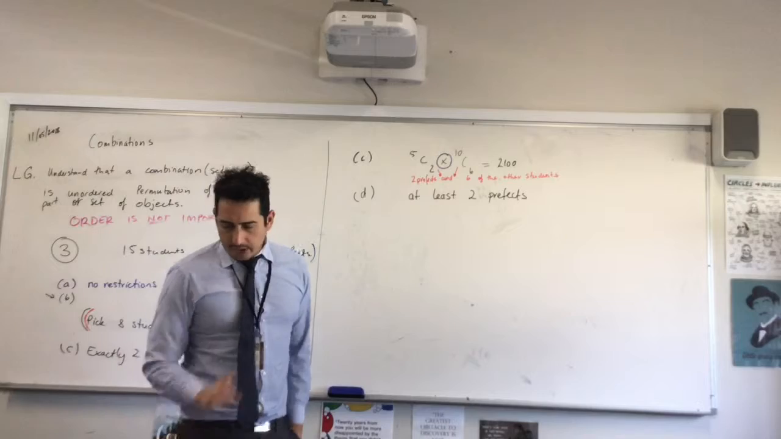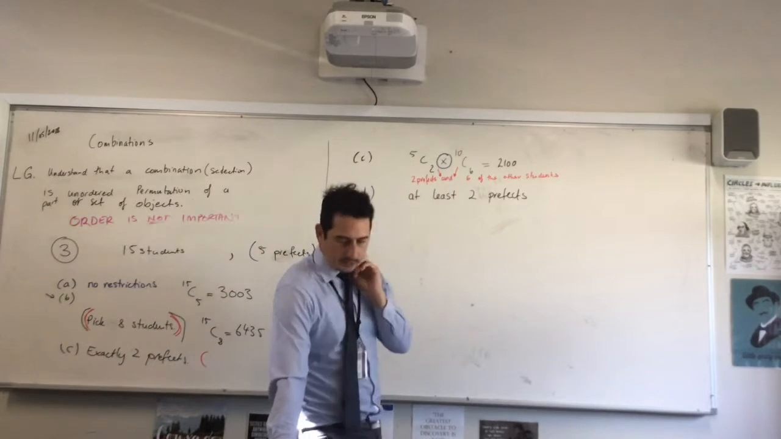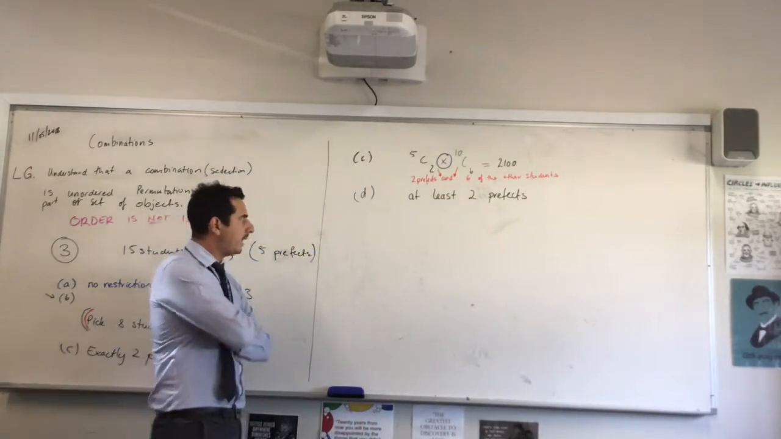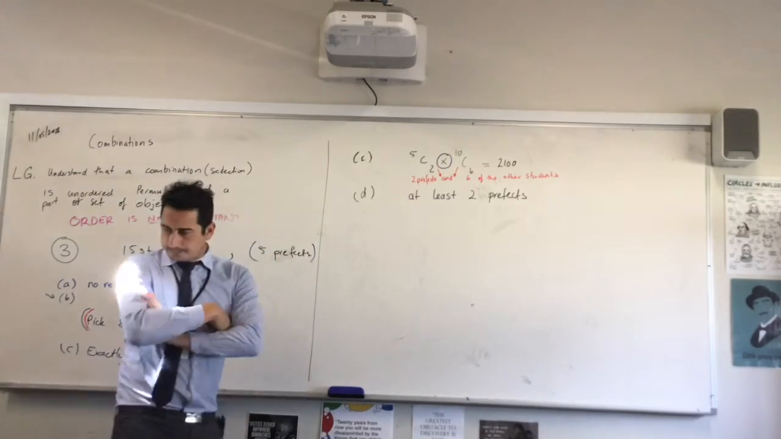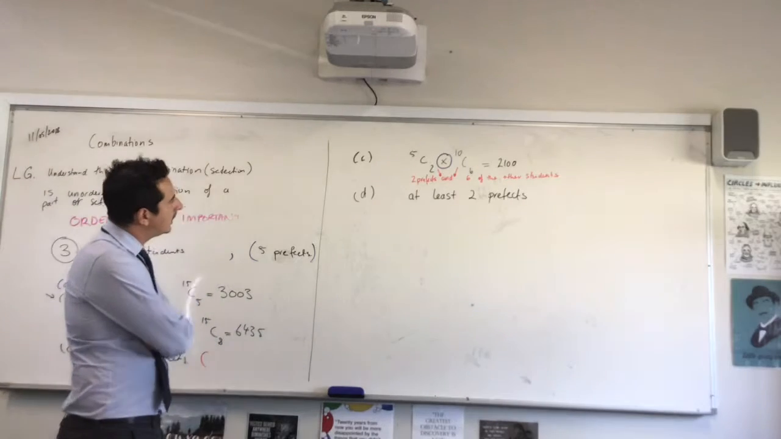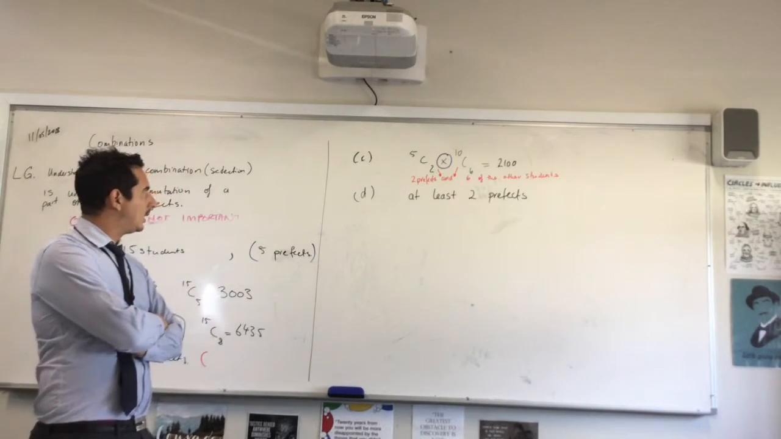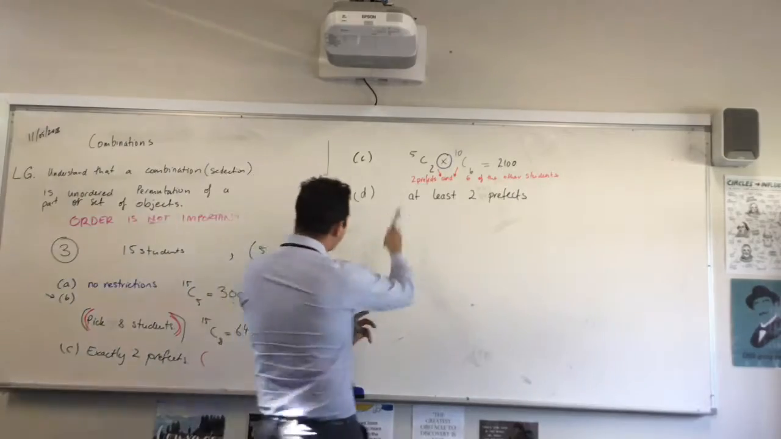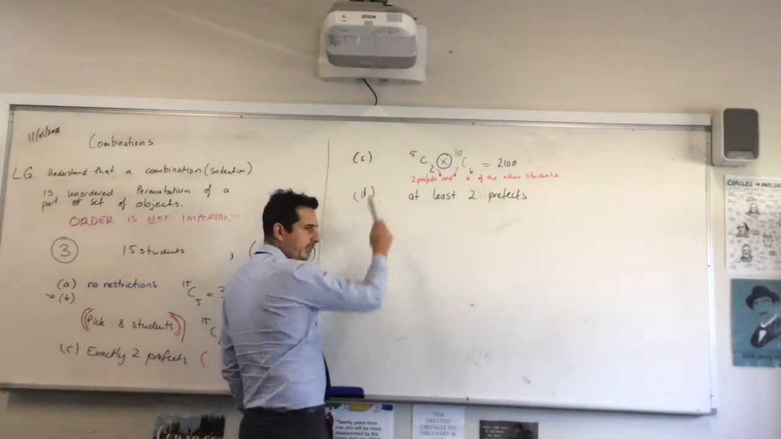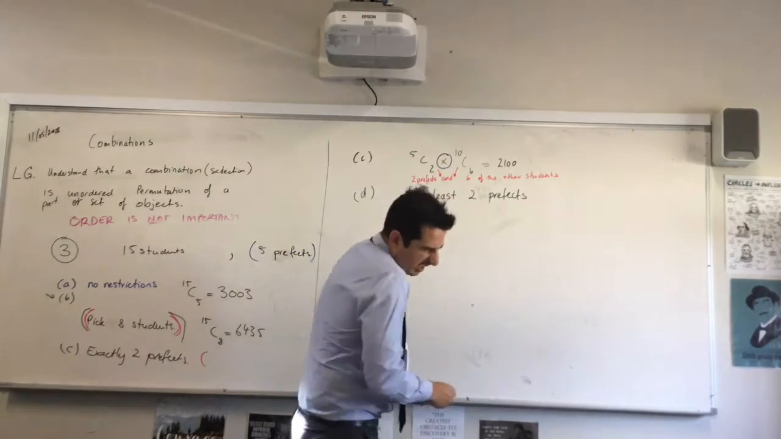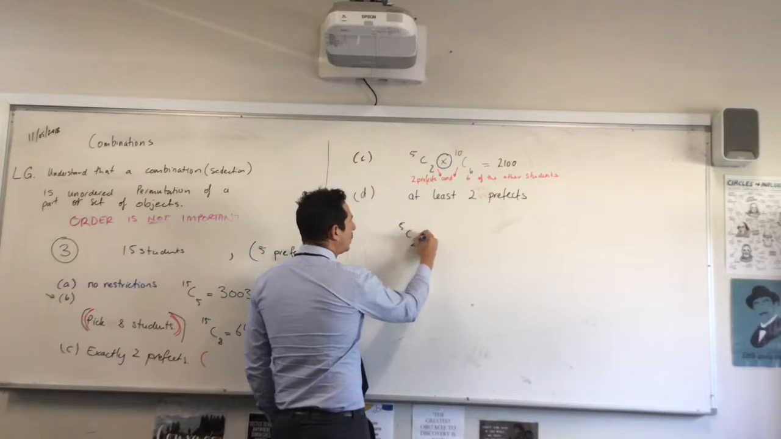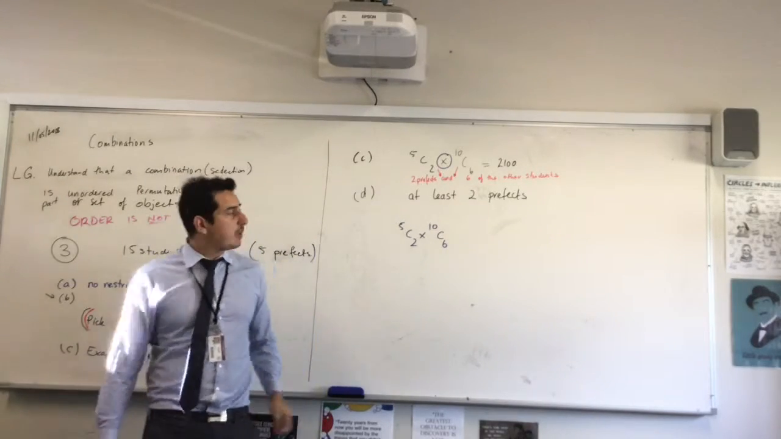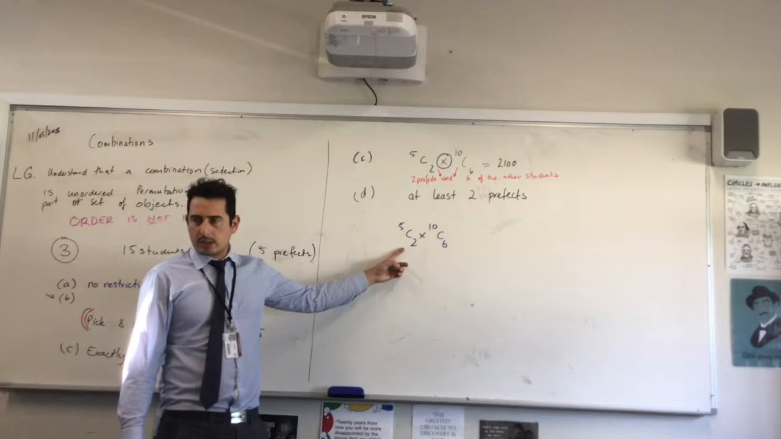So, all right, we need to pick at least two prefects. So how does that work? Anybody want to have a crack at it? You're going 5 choose 2 times the 10 choose 6. Let's start with this. This will give us two prefects, won't it? That'll give you at least two, but you want to add the others as well.